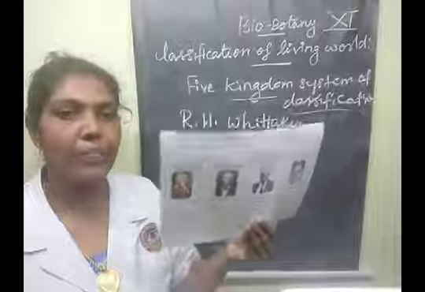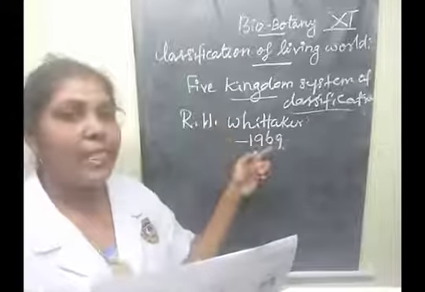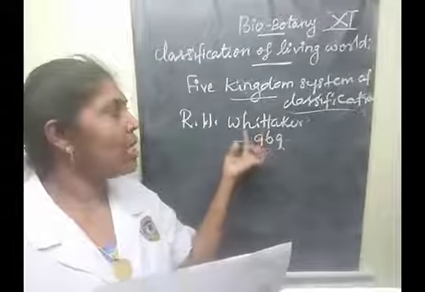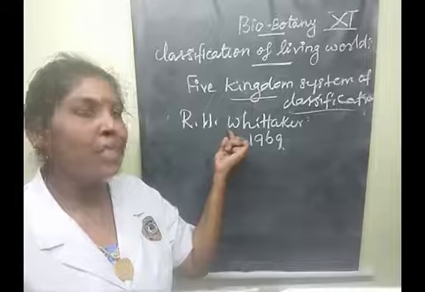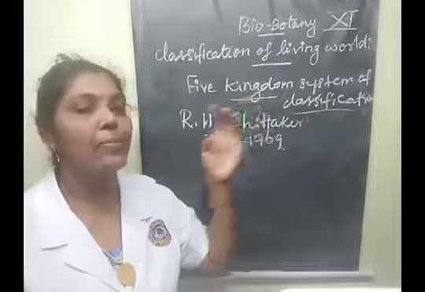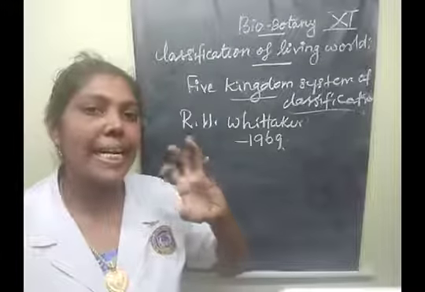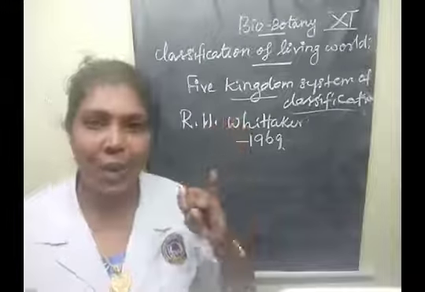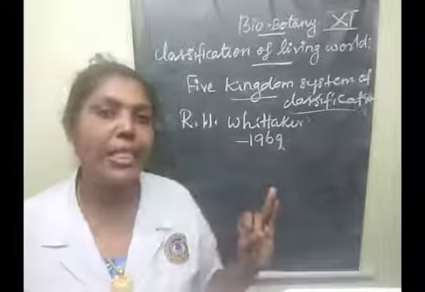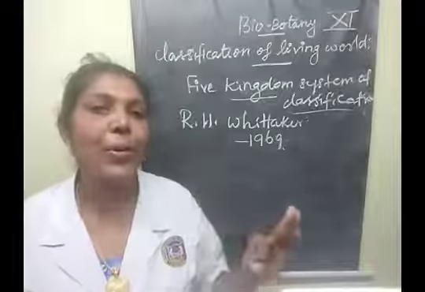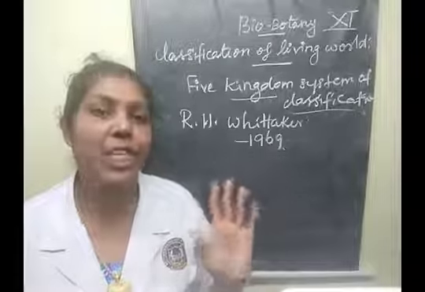Understood? Yes. Then what is the criteria based on? All of you listen. What are the criteria based on? This taxonomist classified these 5 kingdoms. First, the criteria set are cell structure, thallus organization, mode of nutrition, reproduction and phylogenetic study.